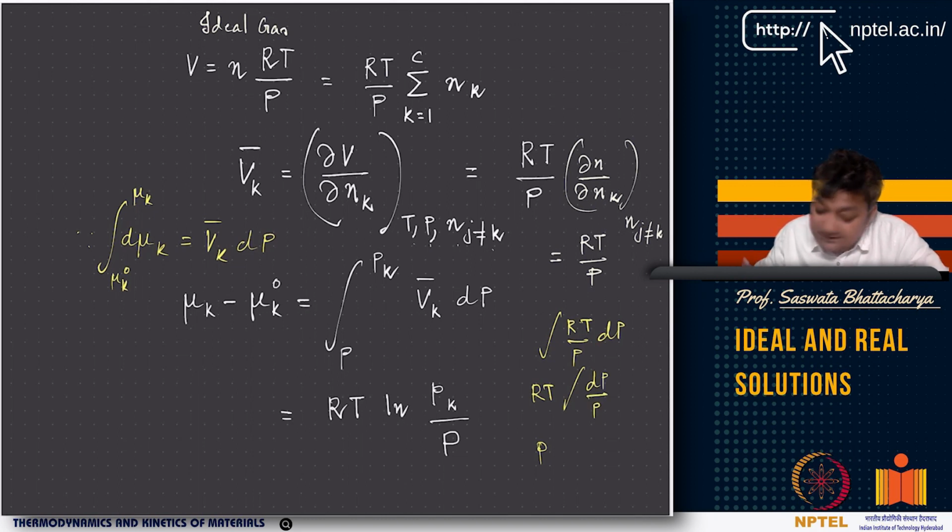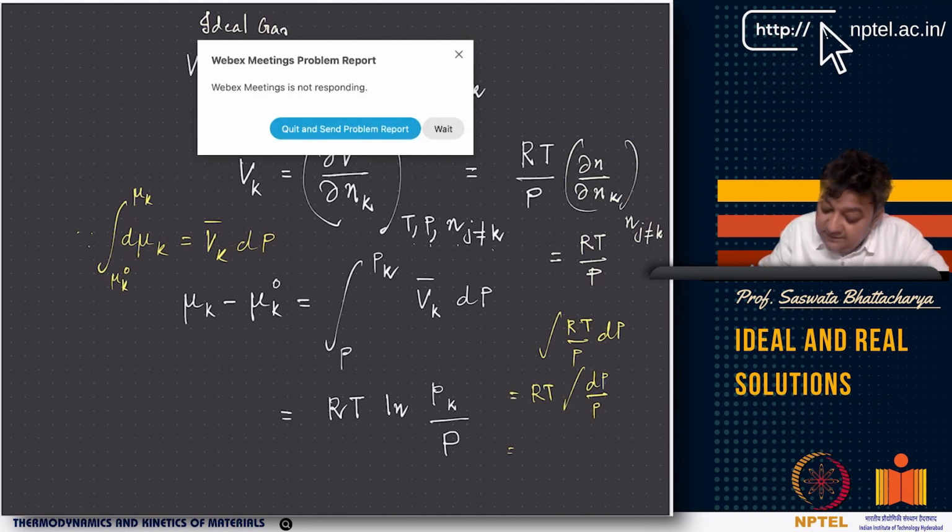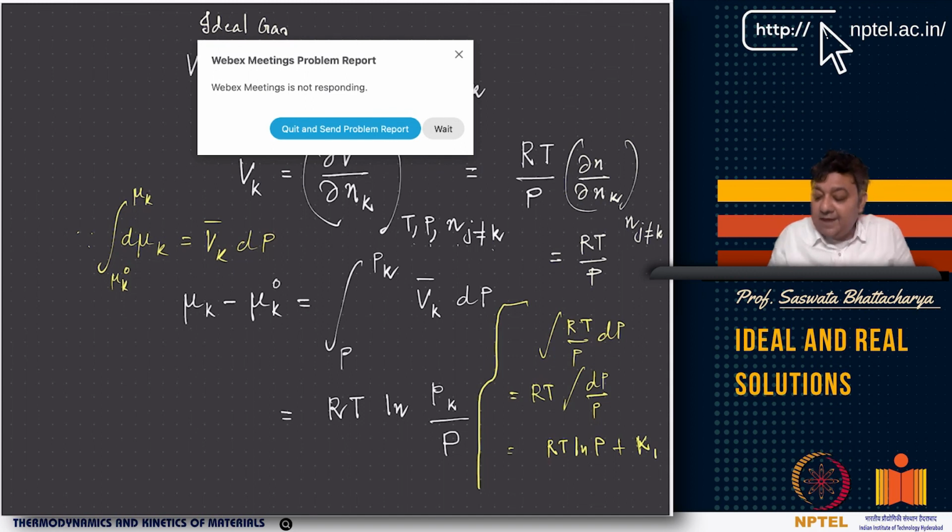So this becomes RT ln P, because T is fixed, isothermal. So if I look at that, this is RT ln P plus some integration constant K1. Now, you don't require this integration constant if you have the limits, right?